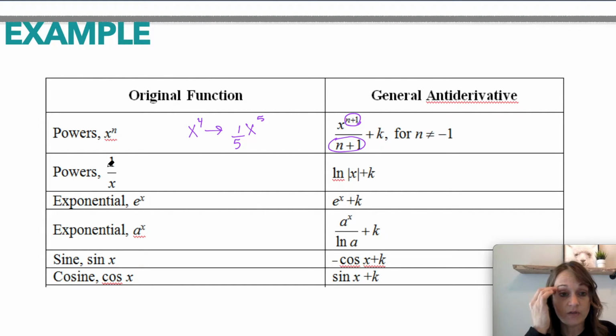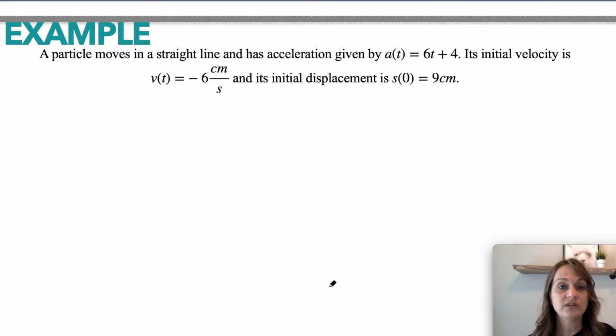If it's 1 over x, the antiderivative is natural log. E to the x, thankfully, is still just e to the x. The exponential, sine, and cosine. So let's actually do one.